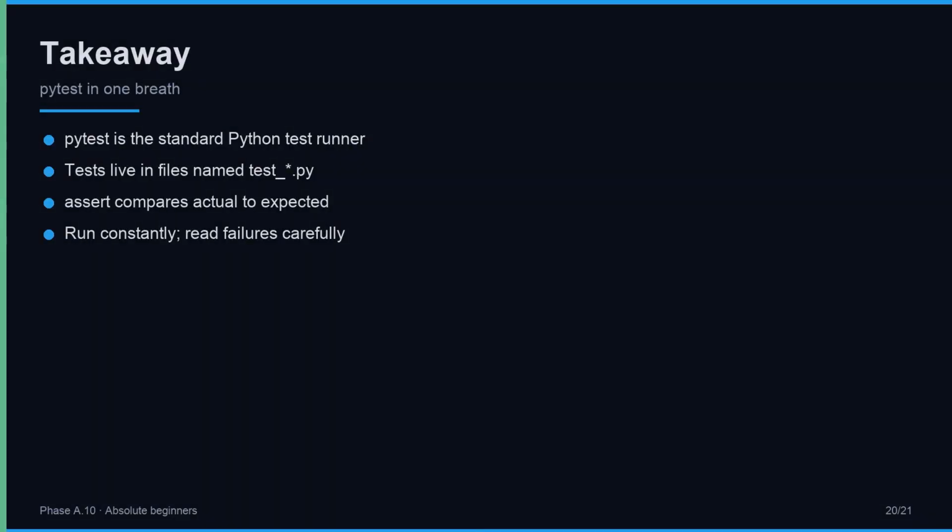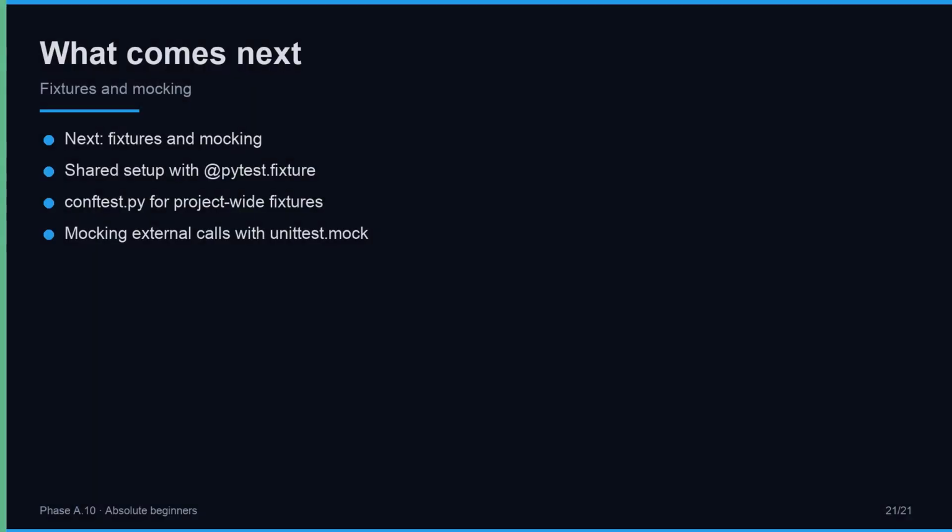Here is the lesson in one breath. PyTest is the standard test runner in modern Python, and it lives in your project's dev group. Tests live in files named test_something.py, as functions named test_something. Assert is the only check you need. It compares actual to expected and fails loud when they differ. Run pytest constantly, and learn to read failures. They tell you almost everything you need. One breath.